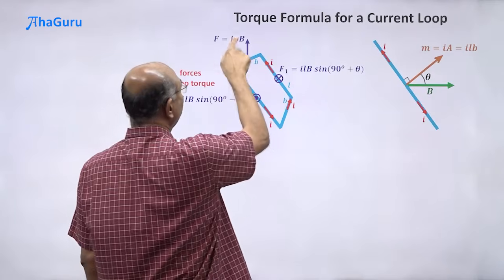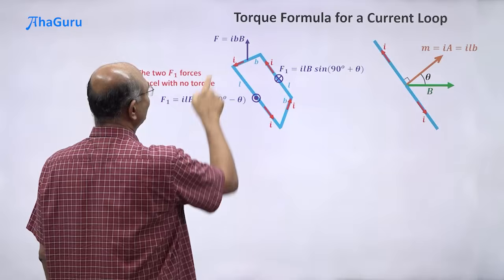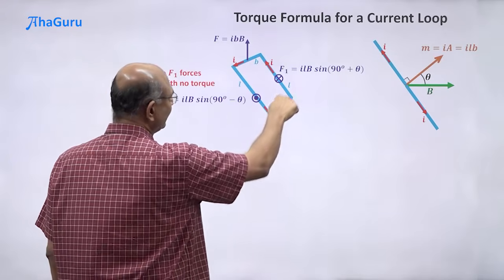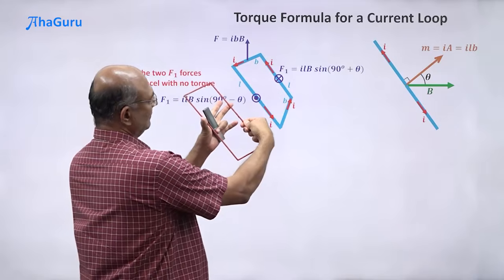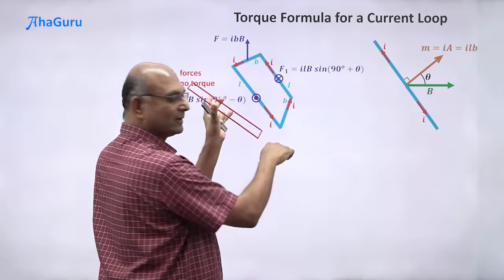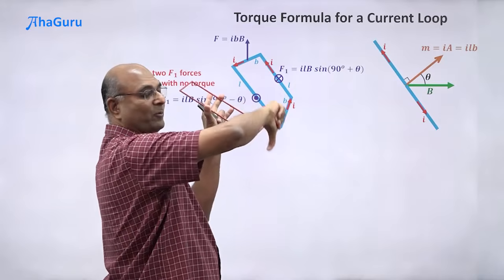And how much is it? I b B, I small b, capital B. Sine 90 degrees is 1. So I b B. And if I take this one at the bottom, the current is going into the board. B is that way. So L cross B is going to point downwards.